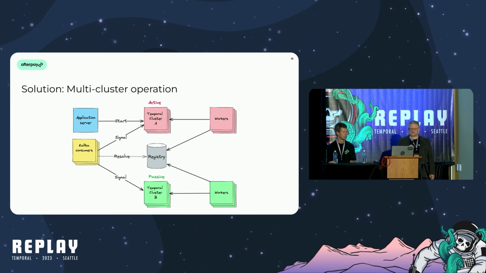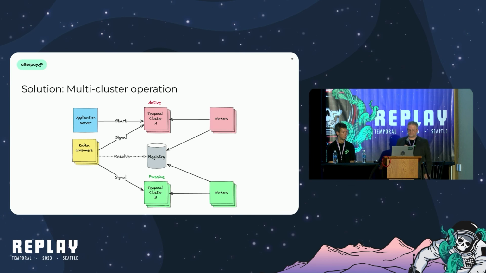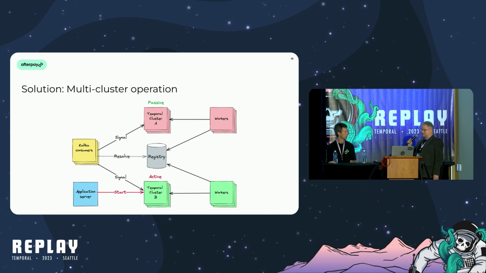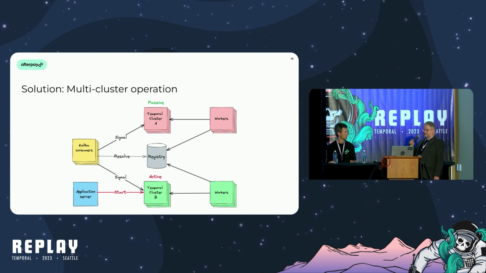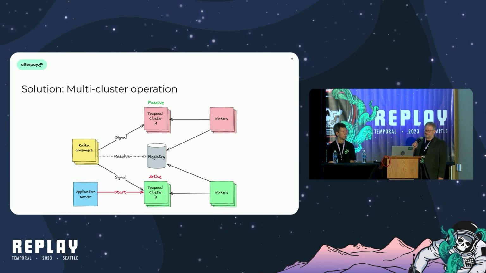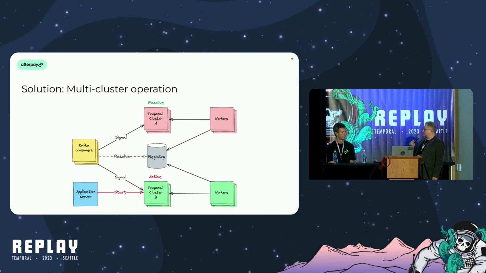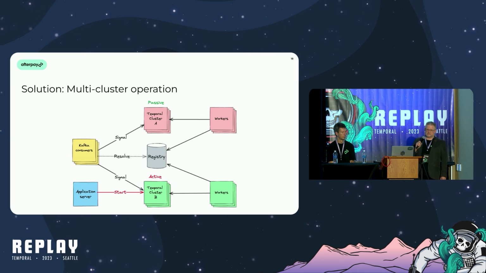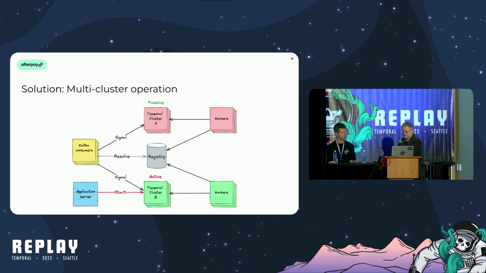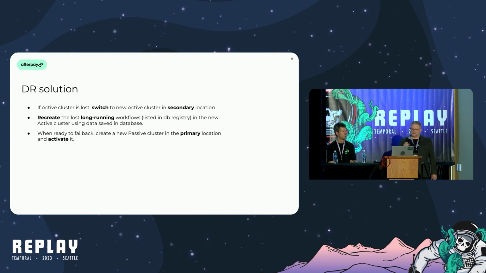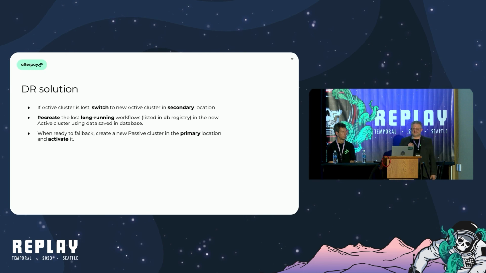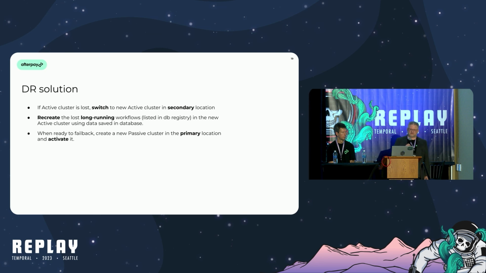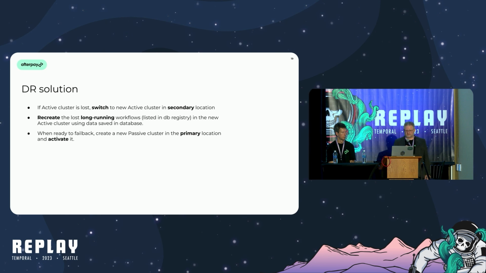Signals are usually sent by Kafka consumers. We can switch from passive to active at any time. When all workflows are done in a passive cluster, we can unlink it and shut down the workers. Disaster recovery is slightly different from planned migration. A DR event usually means the loss of an active cluster.